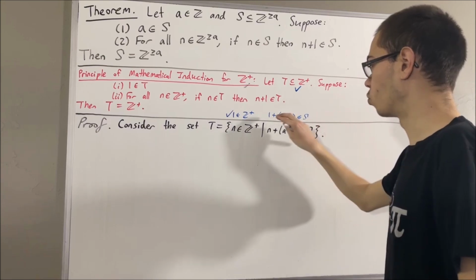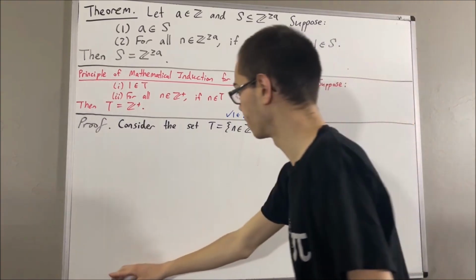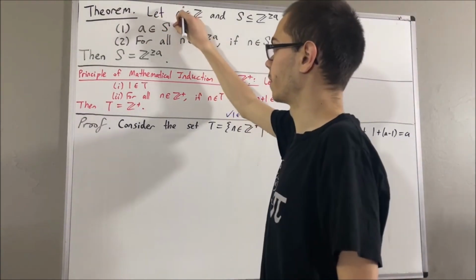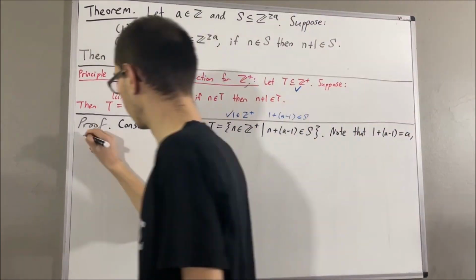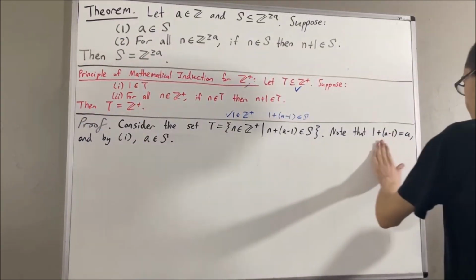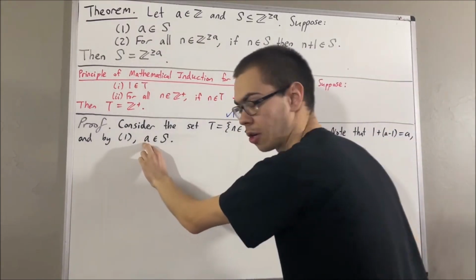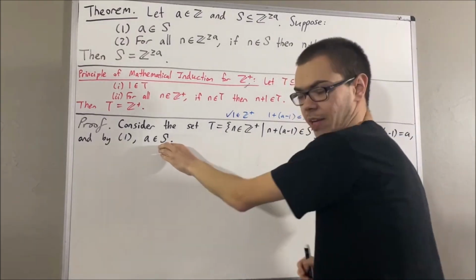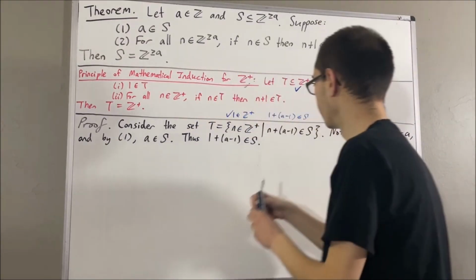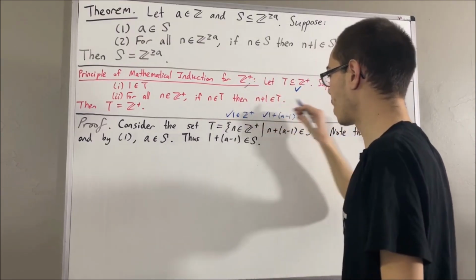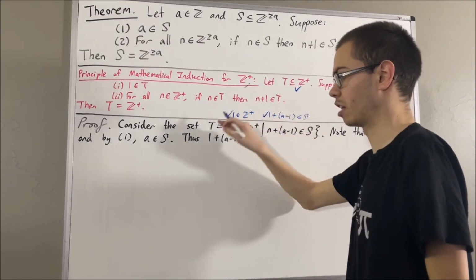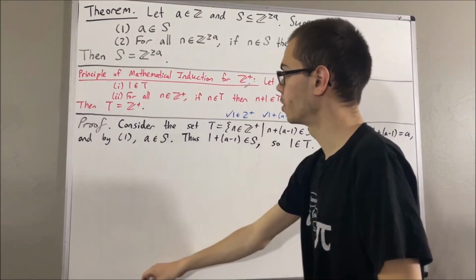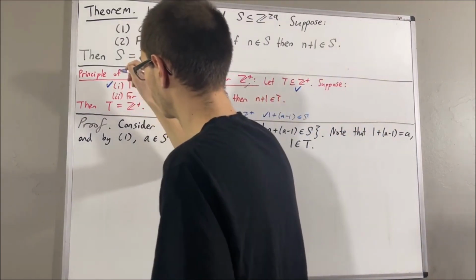Now, we know that 1 plus a minus 1 simplifies down to a. And by the first thing that we're given, we know that a is an element of S. So since these are equal, we can replace a here with 1 plus a minus 1. So we have 1 plus a minus 1 is an element of S. And that is what we wanted to show. So this tells us 1 satisfies all the requirements to be an element of T, and therefore, 1 is an element of T. So this verifies the first condition.